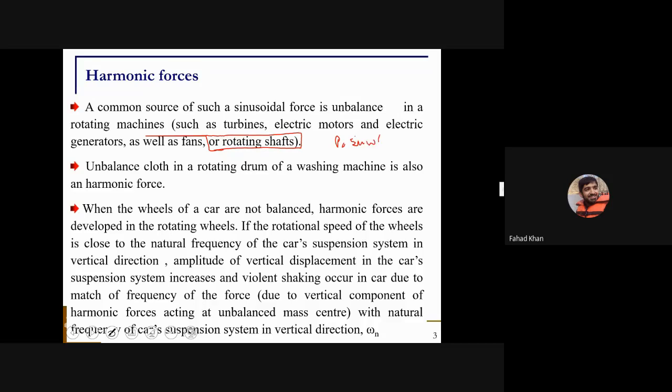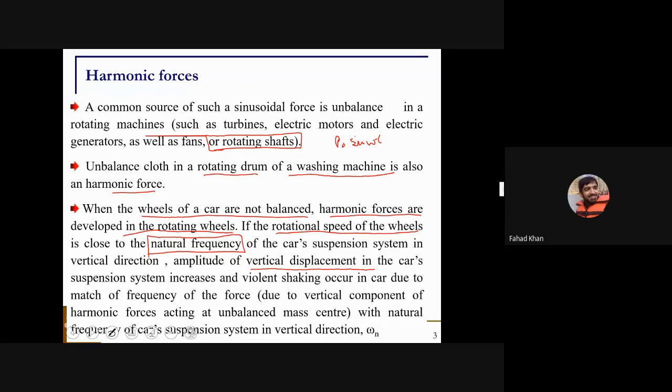Unbalanced clothes in the rotating drum of a washing machine also produce a harmonic force. When the wheels of a car are not balanced, all those students who are drivers will know this. Harmonic forces are developed in the rotating wheels. If the rotational speed of the wheel is close to the natural frequency of the car suspension system in the vertical direction, the amplitude of vertical displacement in the car suspension system will increase, and violent shaking occurs in the car due to the match of frequency of the force.